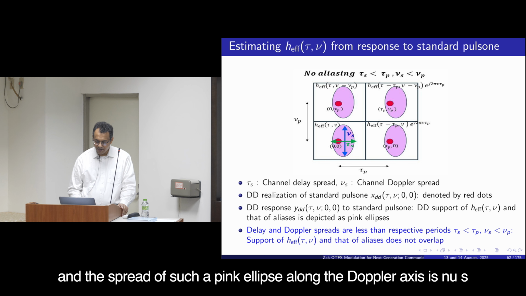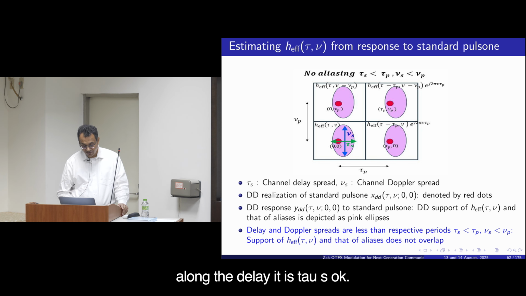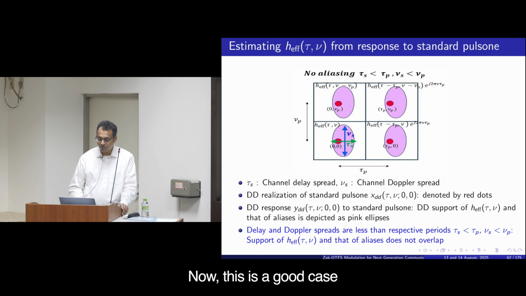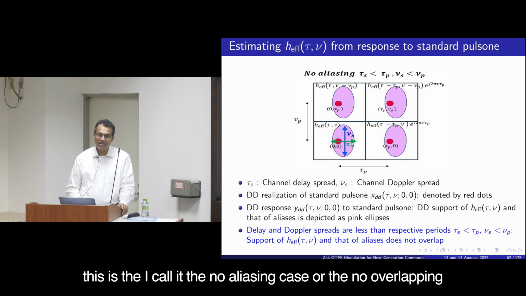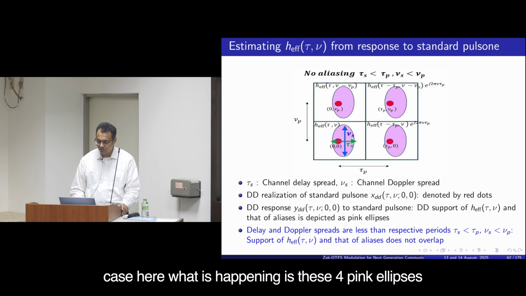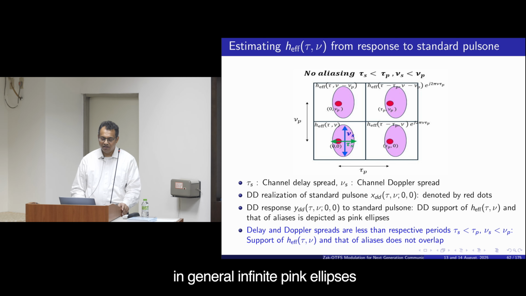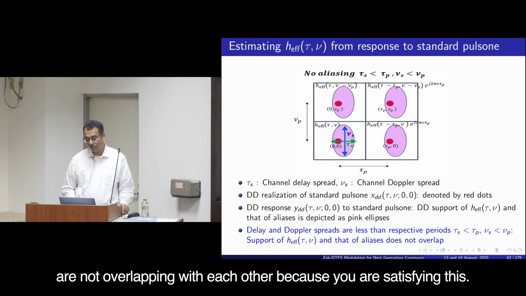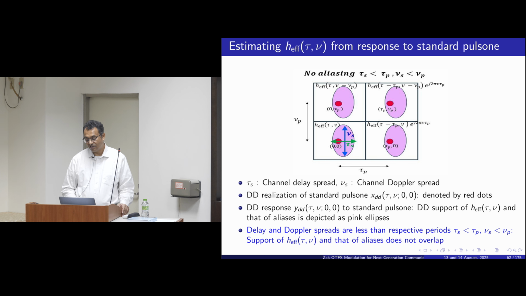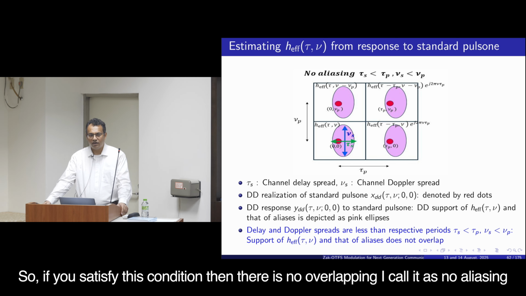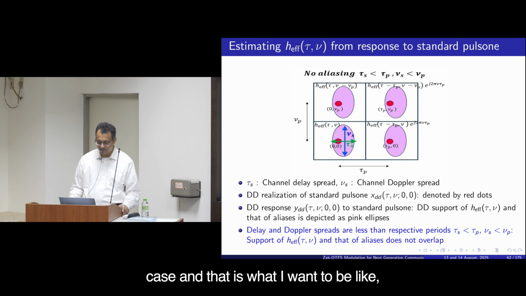And the spread of such a pink ellipse along the Doppler axis is nu s, along the delay it is tau s. Okay. Now, this is a good case, I call it the no aliasing case or the no overlapping case. Here these 4 pink ellipses, in general infinite pink ellipses, are not overlapping with each other because you are satisfying this. So, this is the crystallization condition. If you satisfy this condition, then there is no overlapping, I call it the no aliasing case, and that is what I want.